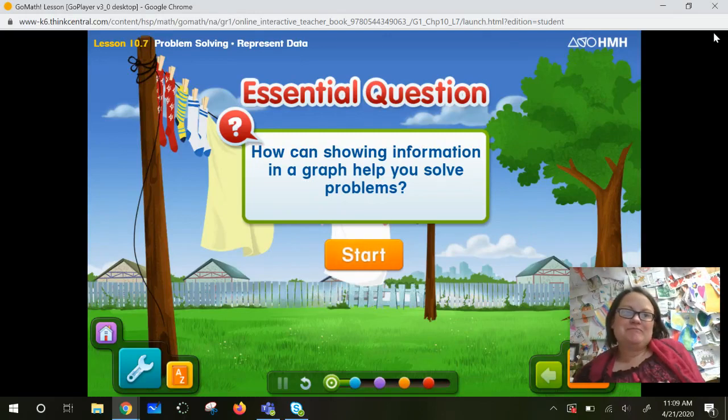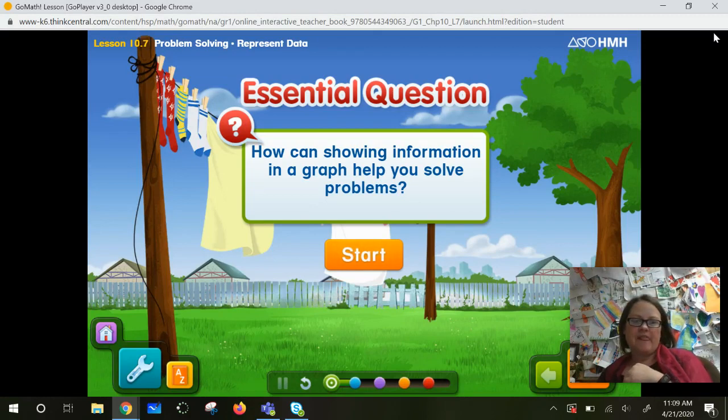Hi, here we are. It is Friday morning. 10.7 is what we're working on. This is representing data. It's our last lesson for this section on graphing. On Monday, there will be a test that you'll take that kind of goes along with all the things that we've been doing. The question for today: how can showing information in a graph help you solve problems?